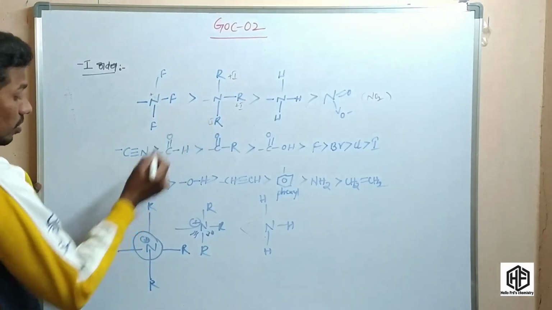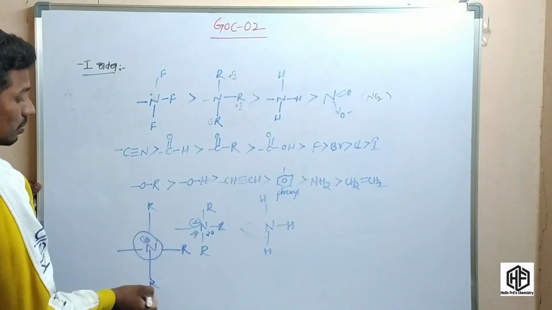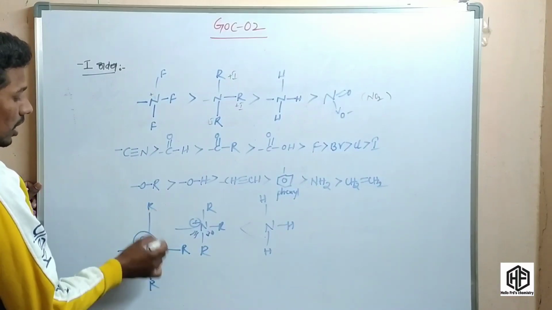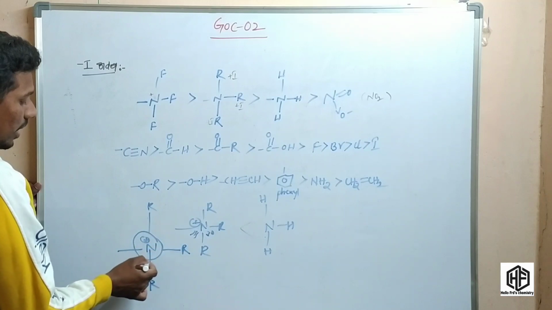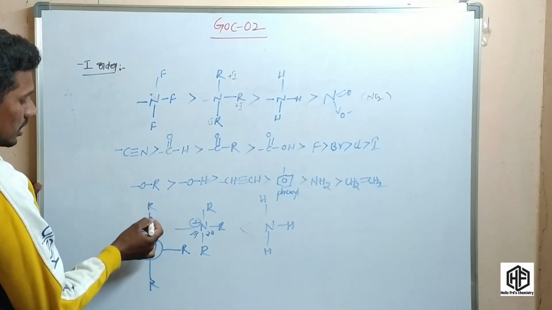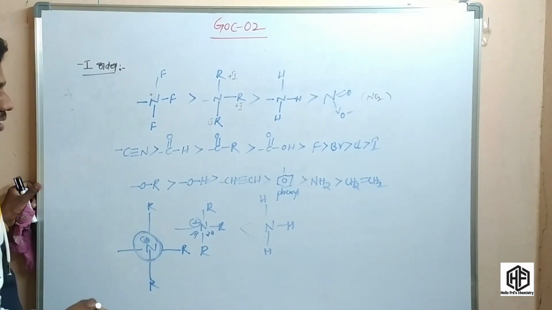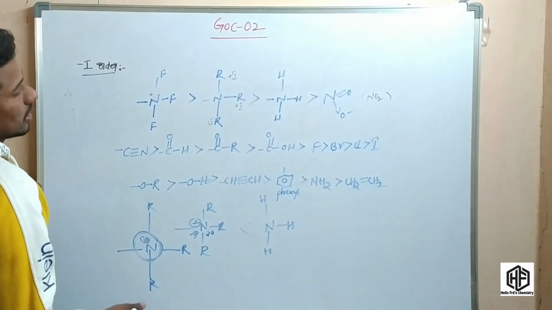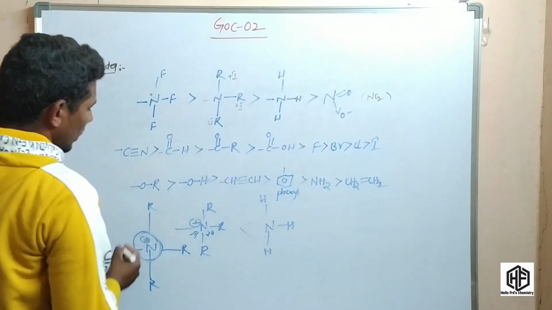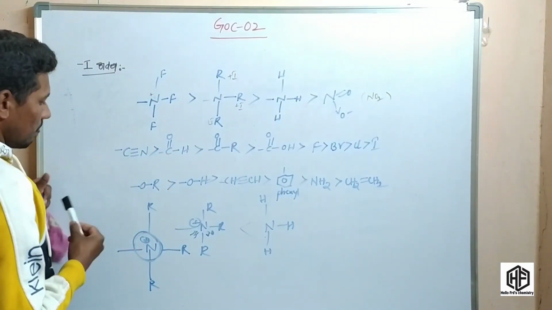But what is the reason going on here? Here R is a bulky group. Alkyl groups are bulky groups. The bond distance between nitrogen and the alkyl group increases. Whenever bond distance increases, the electron density of the nitrogen atom decreases. So that reason is going on here. The same thing you have to apply here.